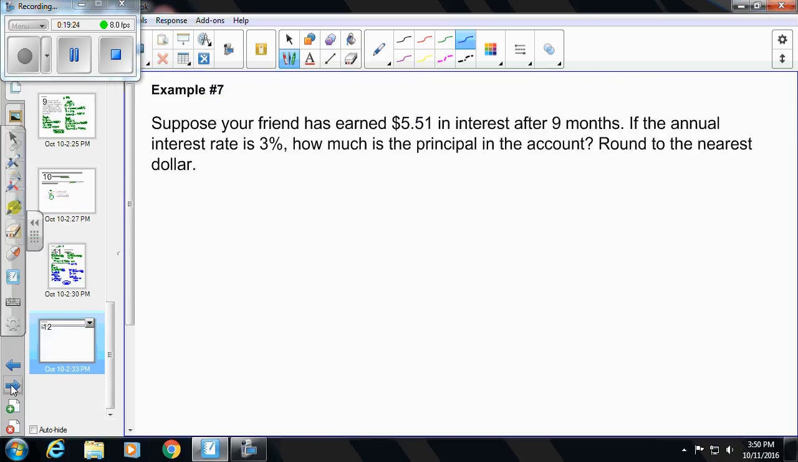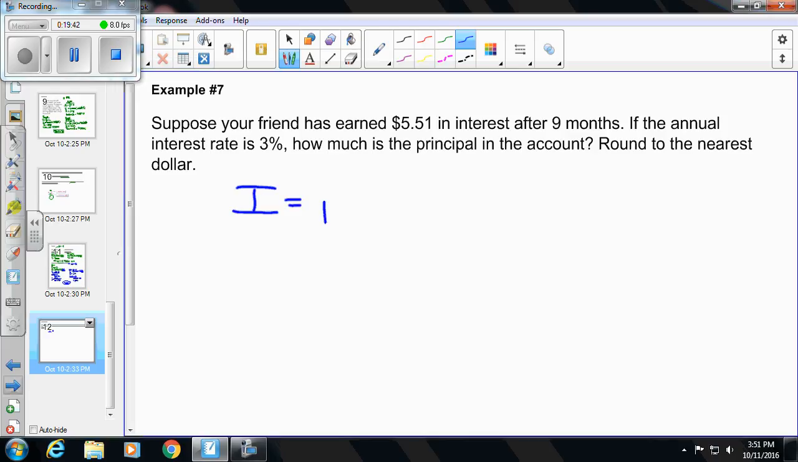Here's the last one. Suppose your friend has earned $551 in interest after 9 months. If the annual interest rate is 3%, how much is the principal in the account? And they want us to round to the nearest dollar. So let's look at this.